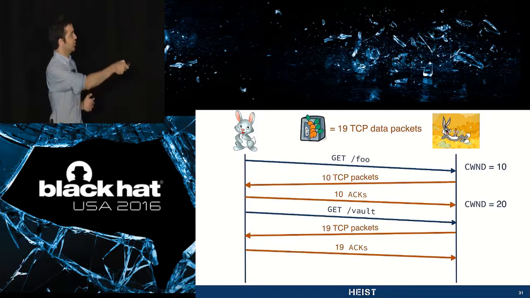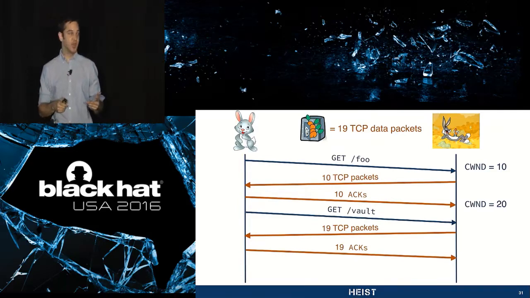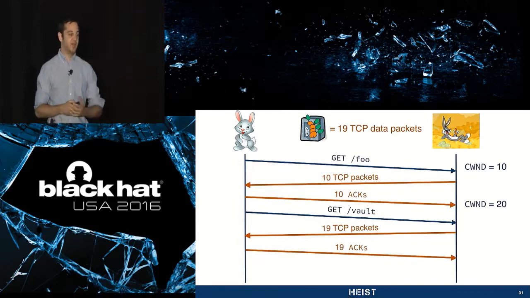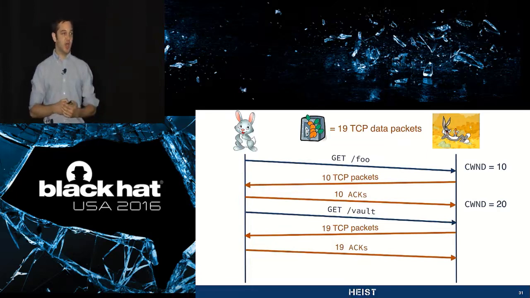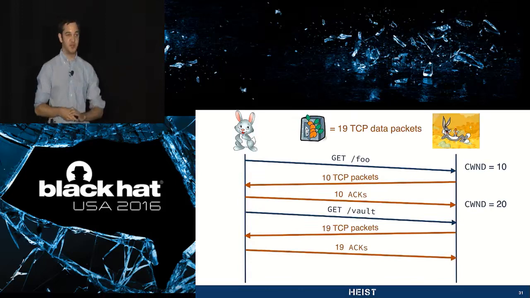And to do this, we're going to request an unrelated resource on the website, in this case foo. It has to be loaded on the same website, so the same TCP connection will be used. The browser or the JavaScript code will request this resource. The server will reply with this resource to the client. In this case, it's 10 TCP packets. And these TCP packets are acknowledged by the victim. Once these acknowledgements arrive at the server, for every acknowledgement, the congestion window, so the TCP window, is increased by 1, meaning we now have a TCP window of 20 at the server side.